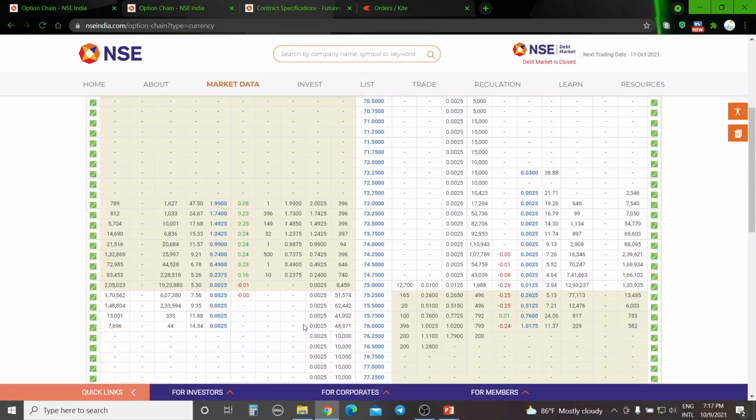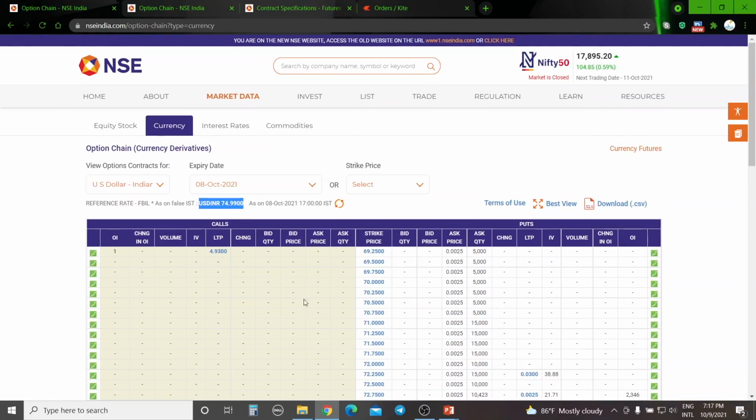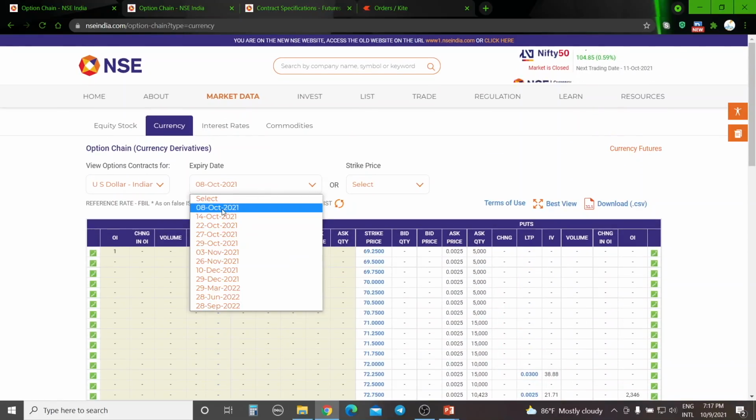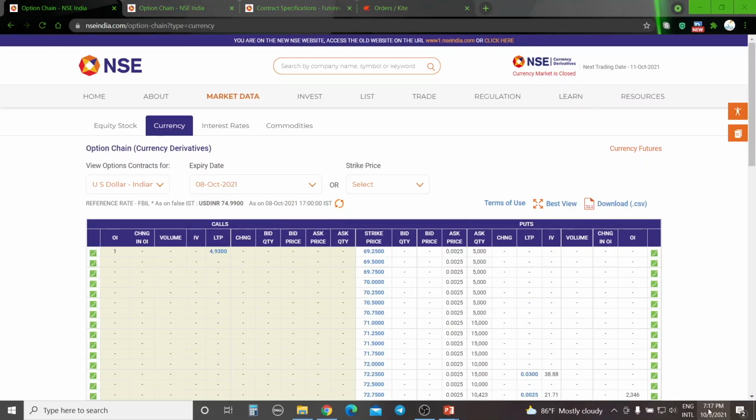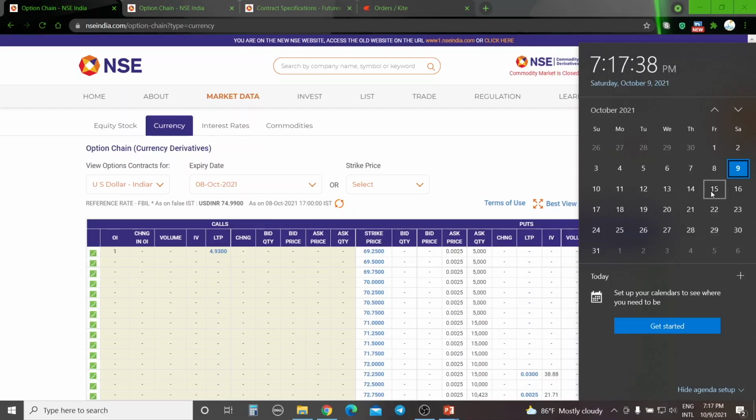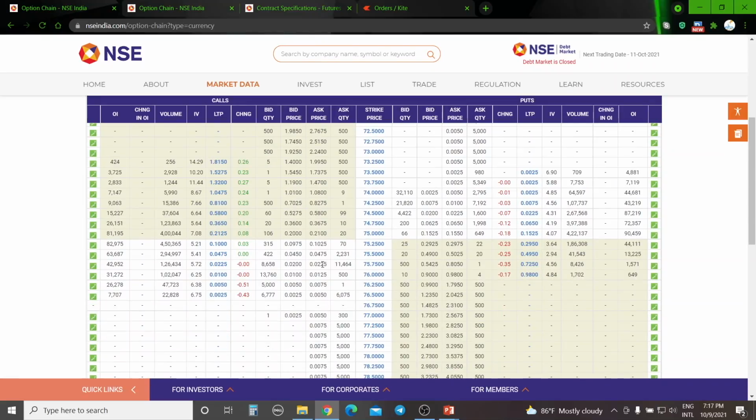So let's see this expiry option chain. We will go to the next week, because after the 8th, the next one will be the 14th. The 14th of October is a Thursday, because Friday is a holiday, so it is expiring on Thursday. So for the 14th of October, you can see the USD INR strike prices and the premiums.